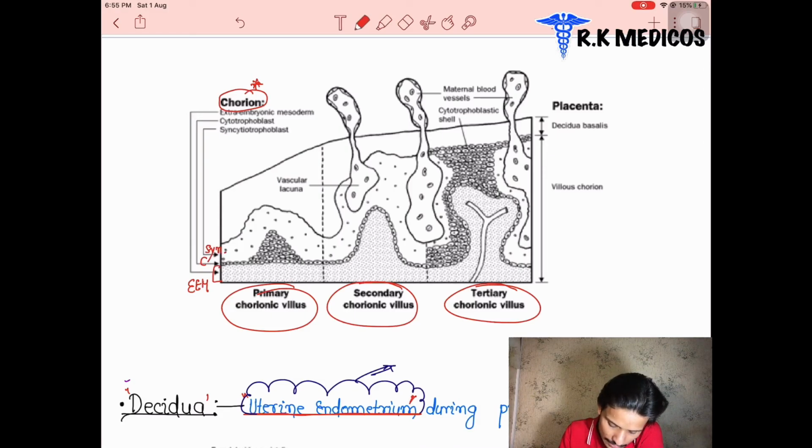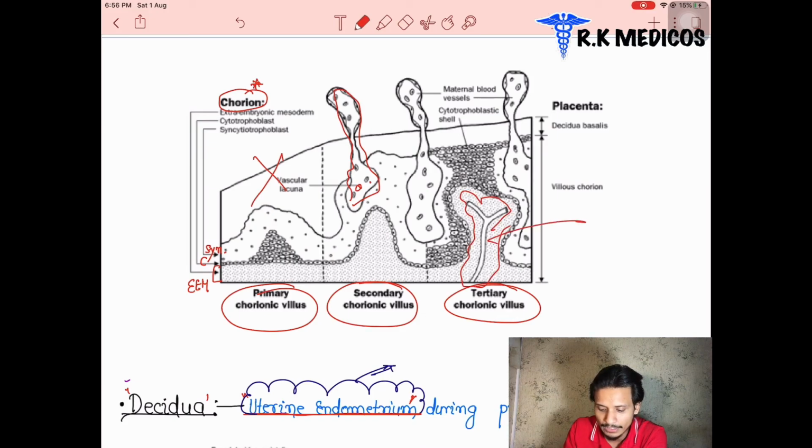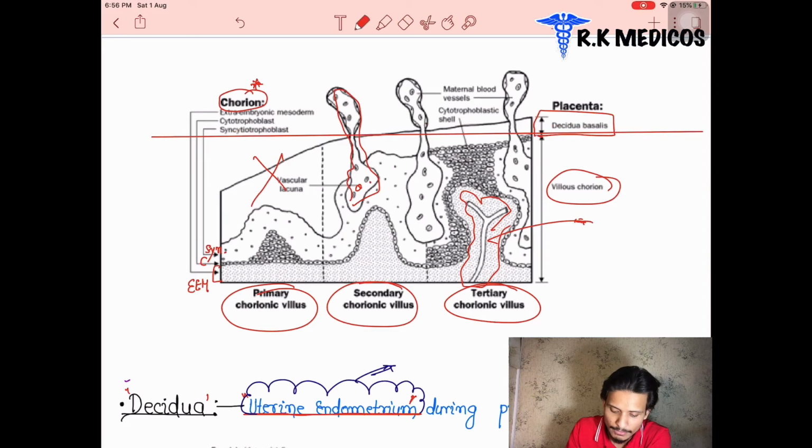After that, these cells in the primary villi have no blood vessels; they are simple. In the secondary villi, a vascular lacuna starts to form, inside which the maternal blood components are present, so that is the secondary. In the tertiary villi, blood vessels are formed, that is, angiogenesis happens in the chorionic villi. And there is the decidua basalis, the maternal component here, so in this maternal component they are going to invade. So it's so simple.